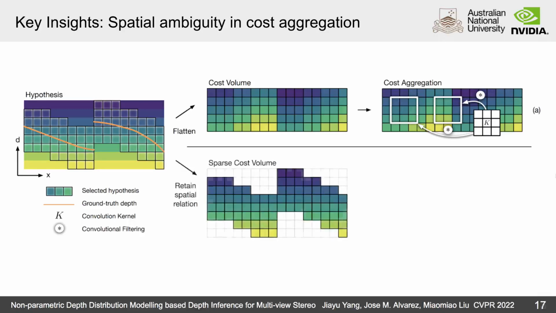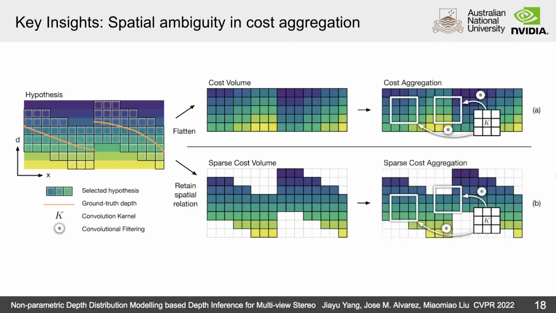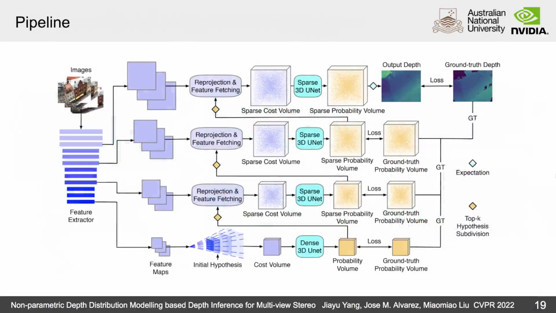Instead, we first build a sparse cost volume that retains rigid spatial relation. The sparse cost volume consists of the matching cost for the selected depth hypotheses, while keeping the unselected parts empty. We build a sparse cost aggregation network to aggregate cost utilizing the rigid spatial relation. The output is the sparse probability distribution for each pixel, which is used to build the cost volume in the next refinement level. This is the general pipeline of our network.